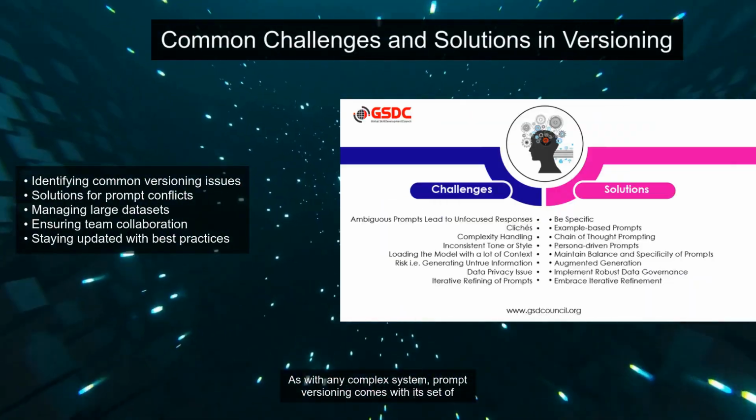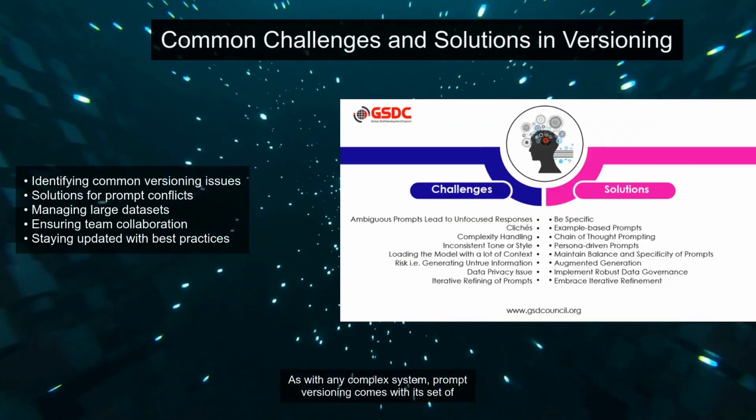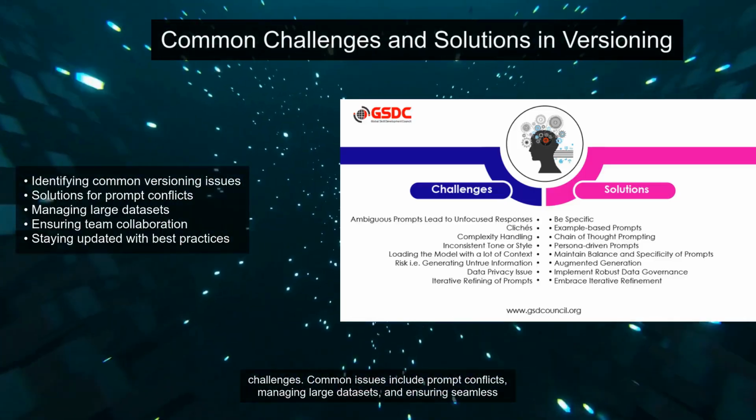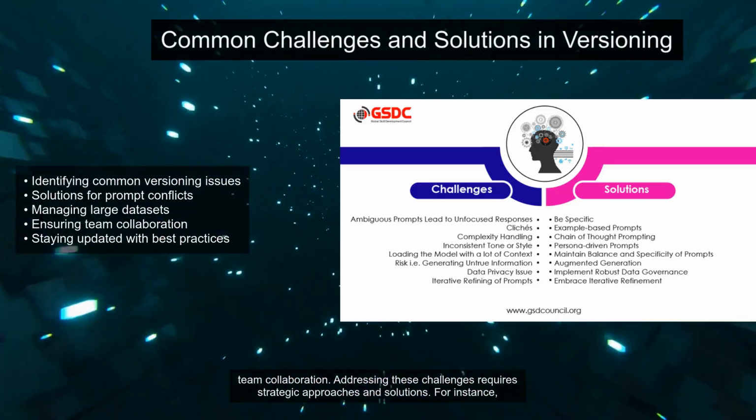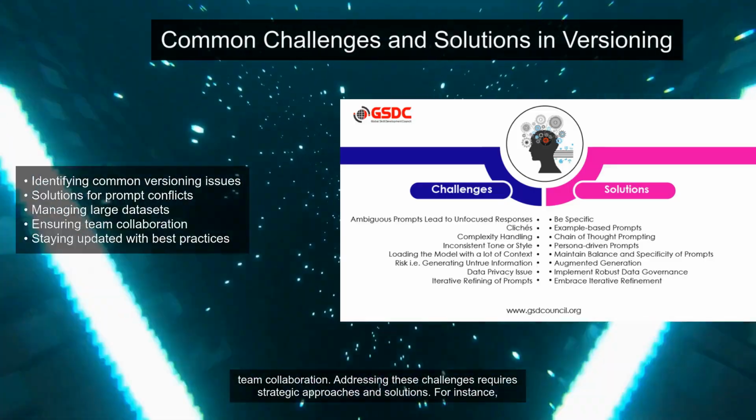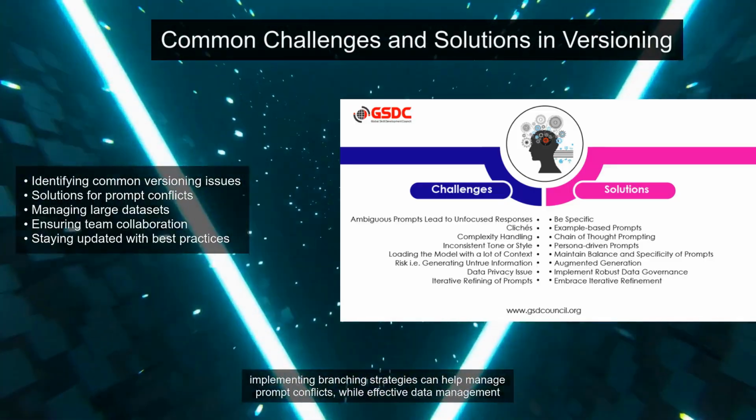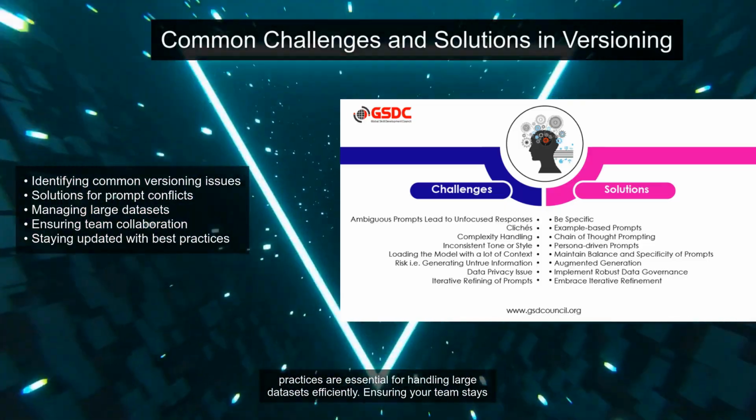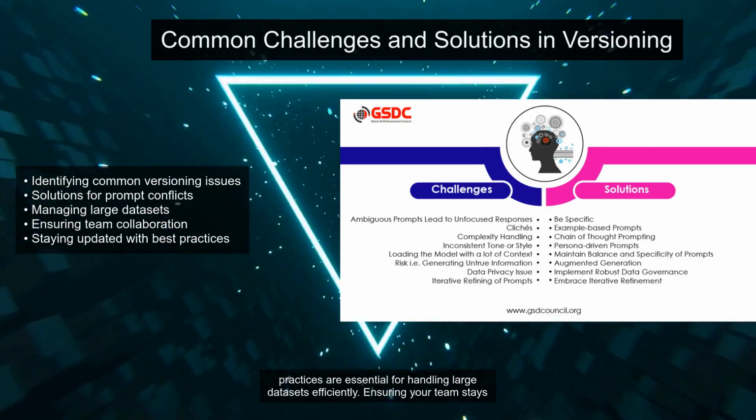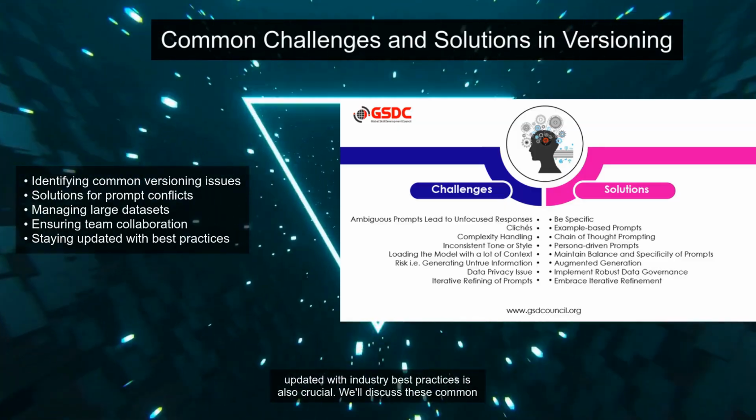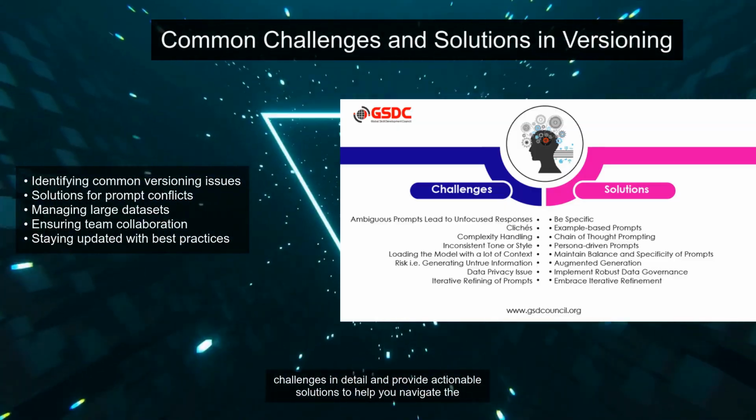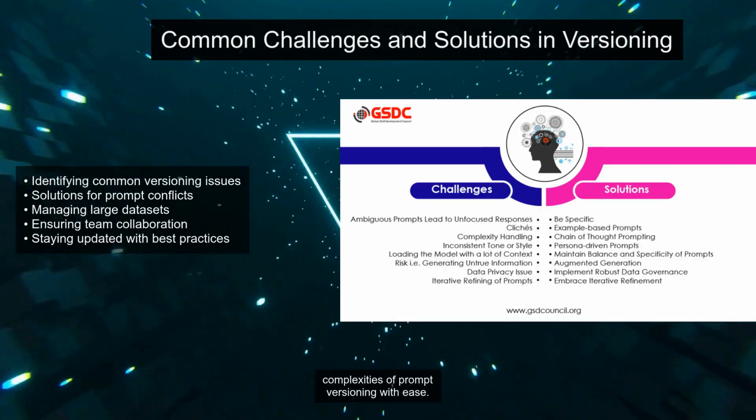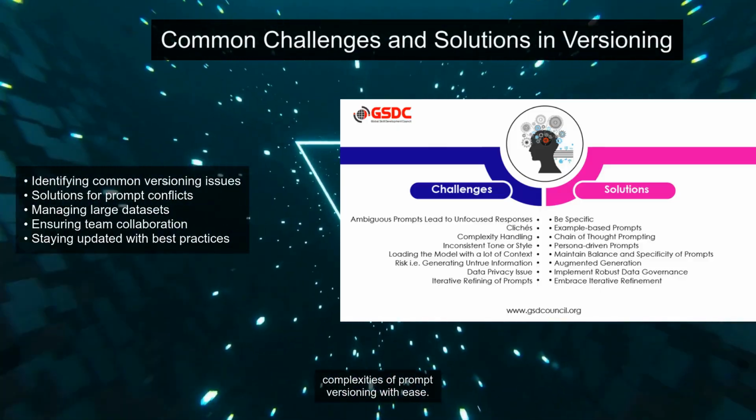As with any complex system, prompt versioning comes with its set of challenges. Common issues include prompt conflicts, managing large datasets, and ensuring seamless team collaboration. Addressing these challenges requires strategic approaches and solutions. For instance, implementing branching strategies can help manage prompt conflicts, while effective data management practices are essential for handling large datasets efficiently. Ensuring your team stays updated with industry best practices is also crucial. We'll discuss these common challenges in detail and provide actionable solutions to help you navigate the complexities of prompt versioning with ease.